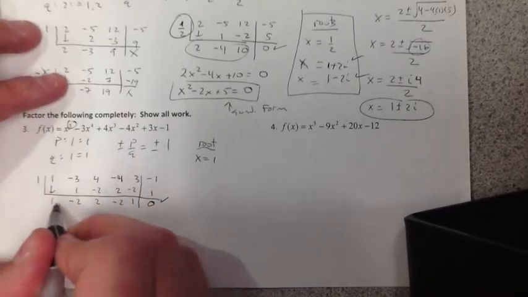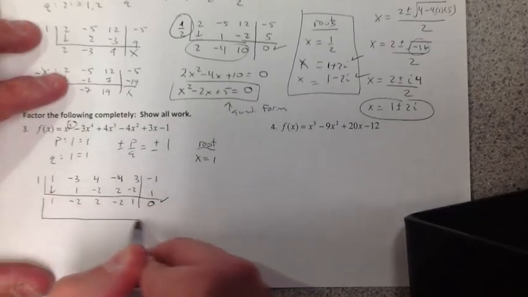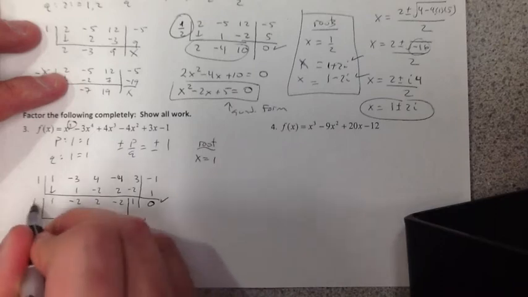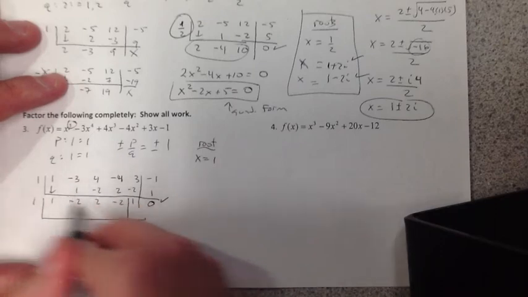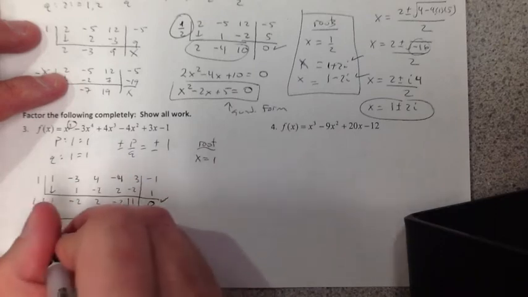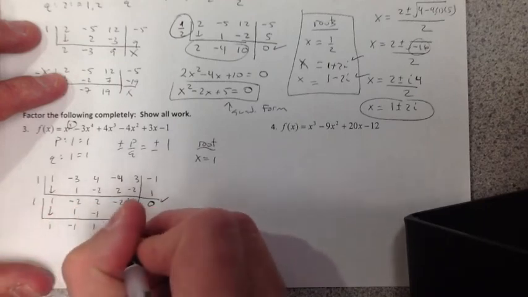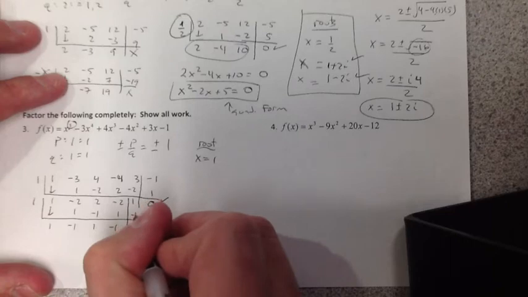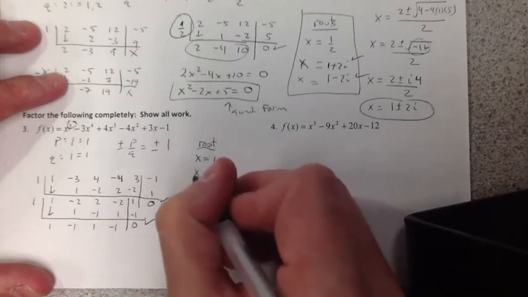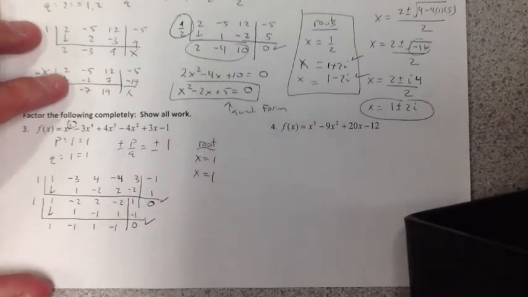Now, watch what I'm going to do. I'm not going to rewrite it. I can actually try it right here since I got one that worked. I use my old one, my reduced polynomial. We get 1, 1, negative 1, negative 1, 1, 1, negative 1, negative 1, 0. Boom! I got another root. Also 1. So far that's multiplicity 2.